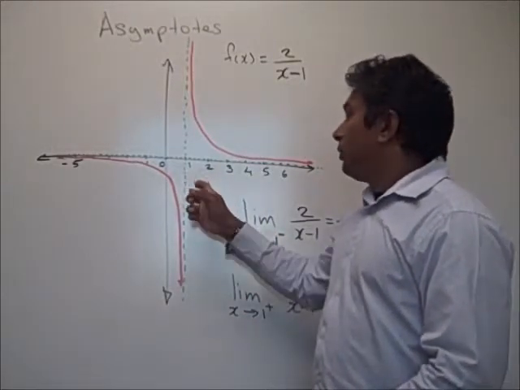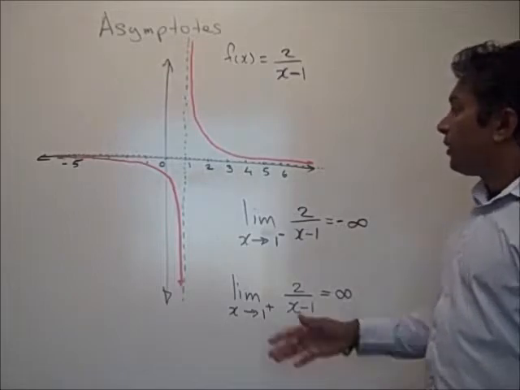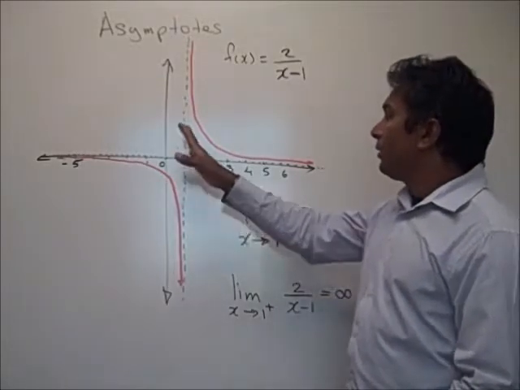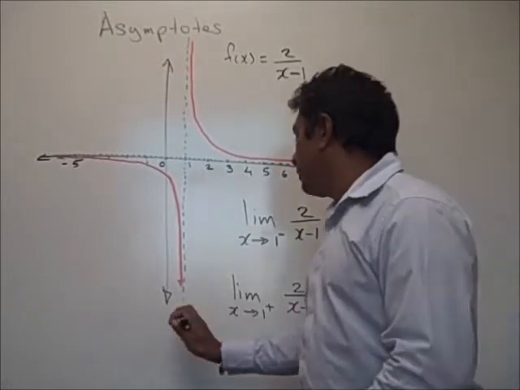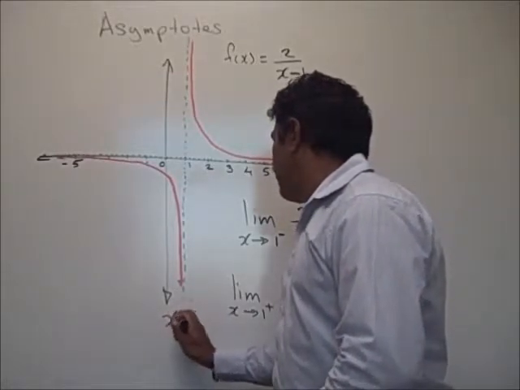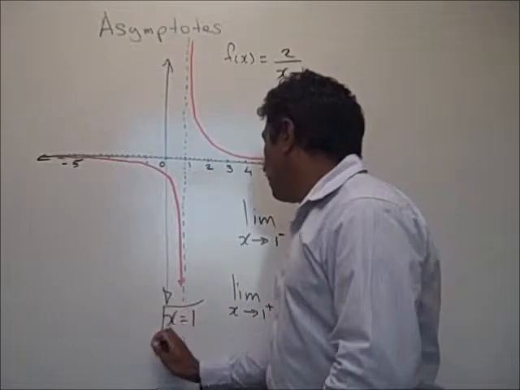Now every time that the limit approaches infinity as we approach an x value, that x value is known as a vertical asymptote, and our vertical asymptotes occur where x is equal to that number. So here our vertical asymptote for this equation would be x is equal to 1.